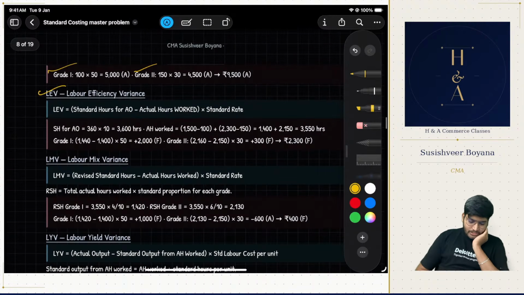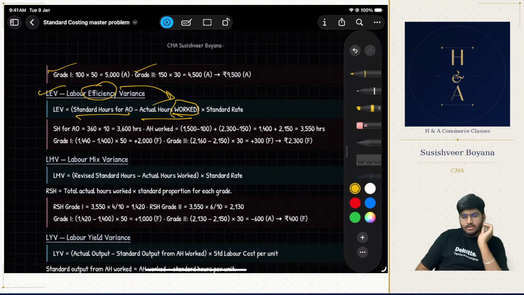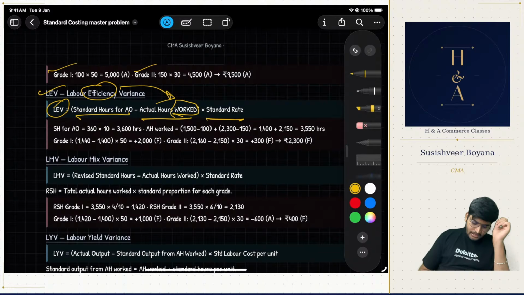Then labor efficiency variance: standard hours for actual output minus actual hours worked. We already spoke about it. Efficiency can only be judged on the number of hours worked into standard rate. You calculate both of them.